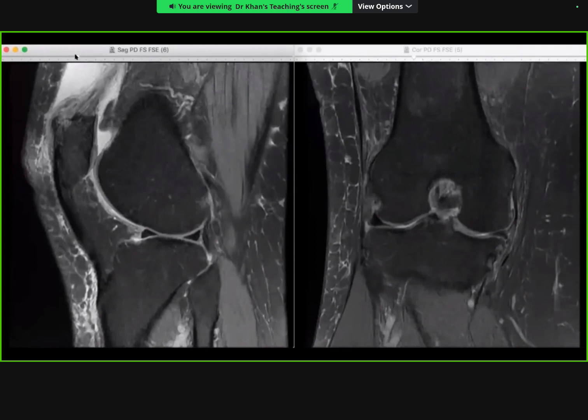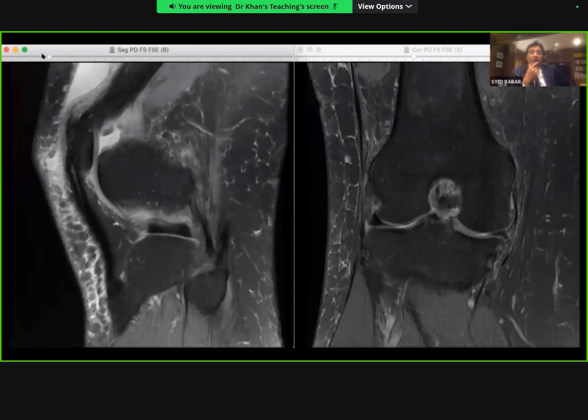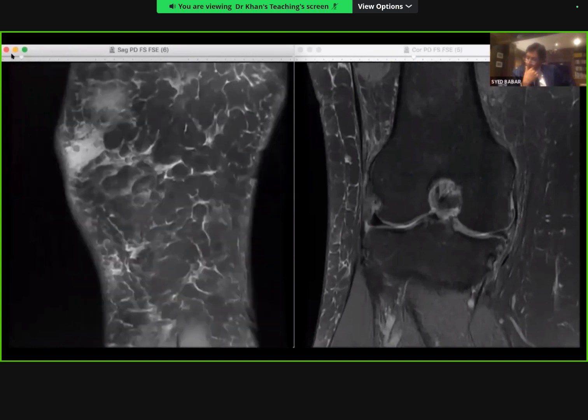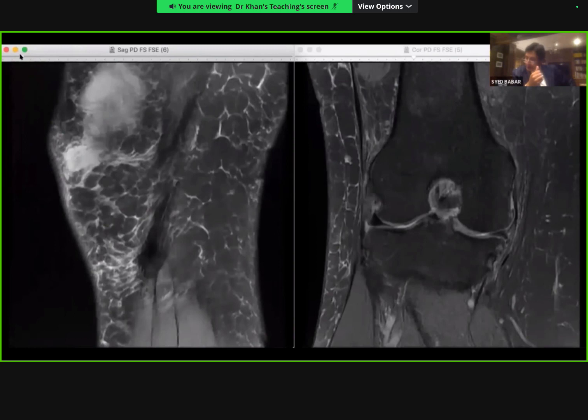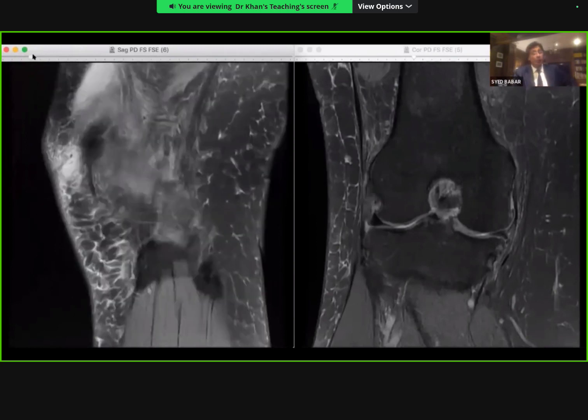Yes. There you are. So this is a middle-aged person, about 45 years of age, and was playing excellent golf, but then suddenly presented with swelling and pain in the knee and could not continue beyond the second hole.